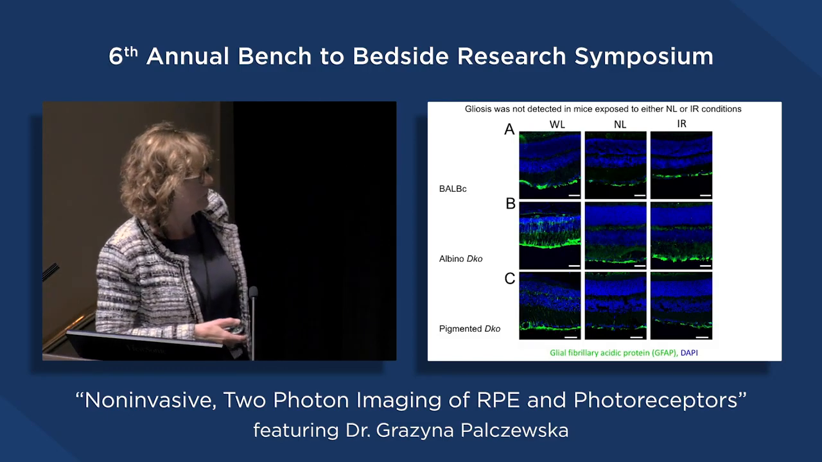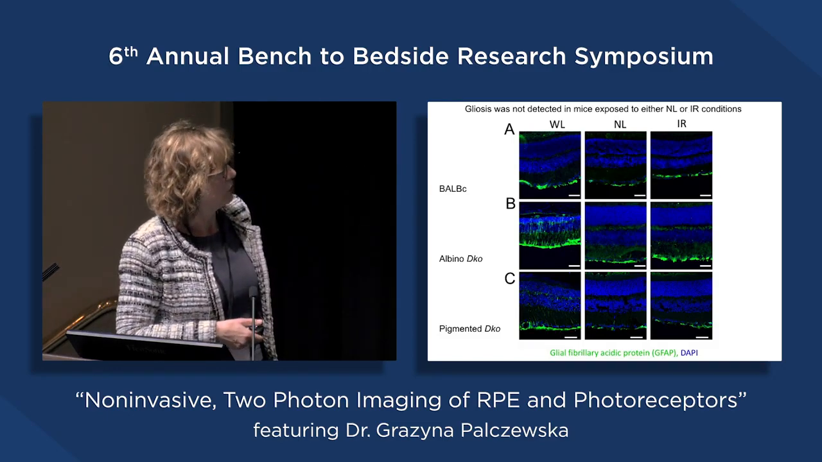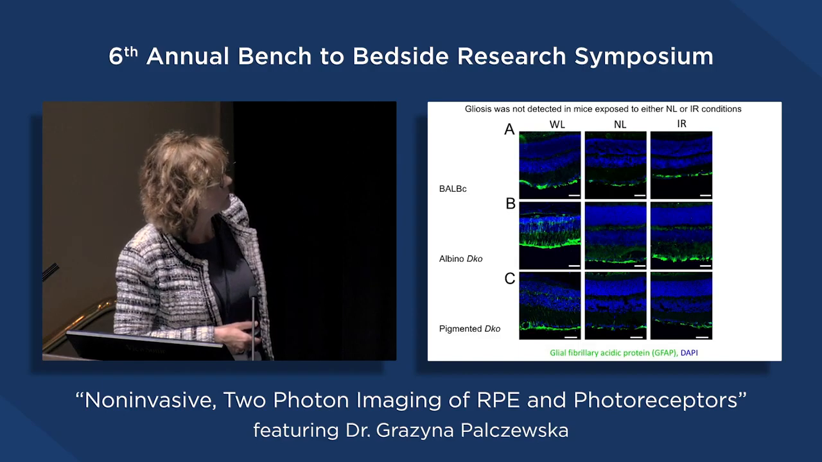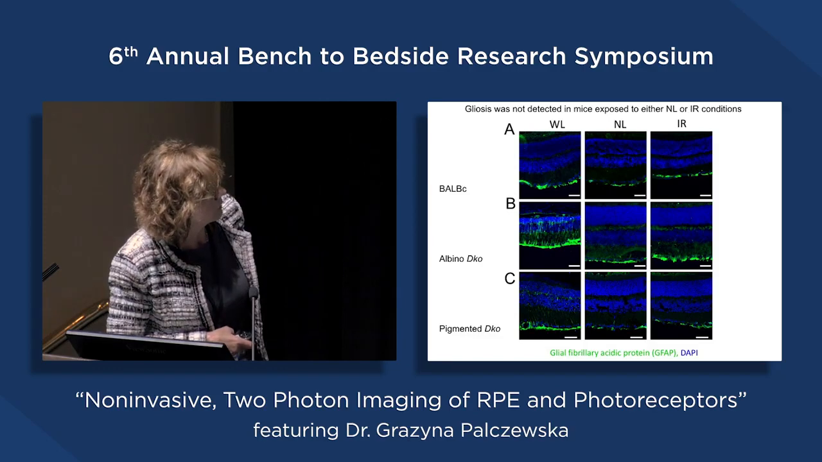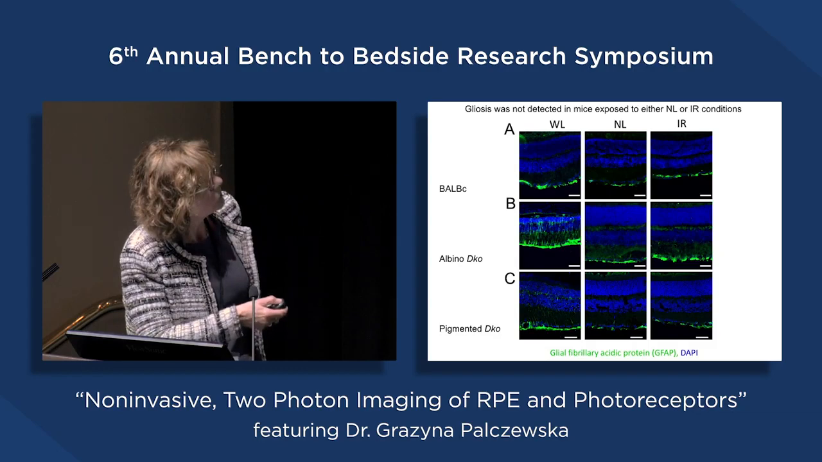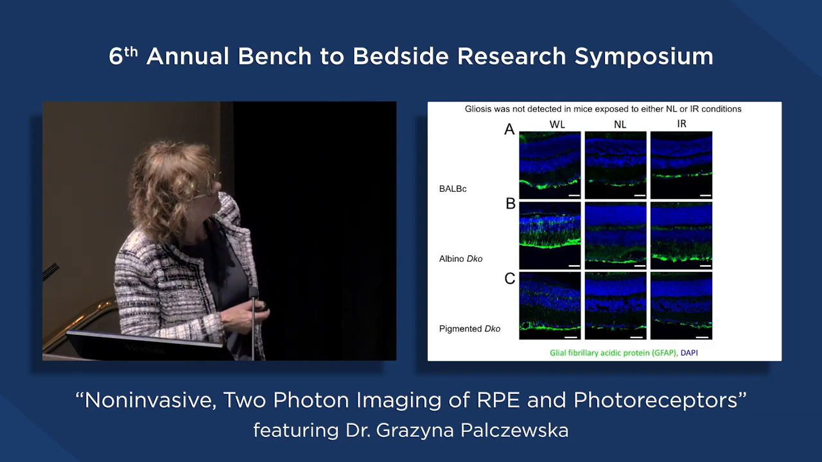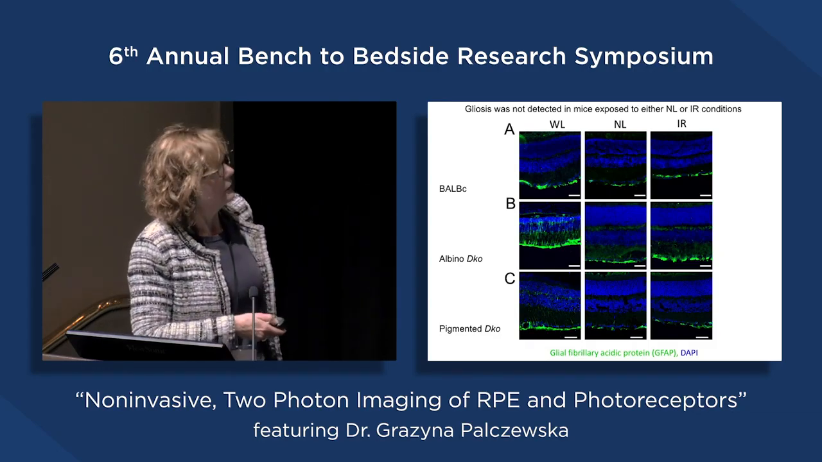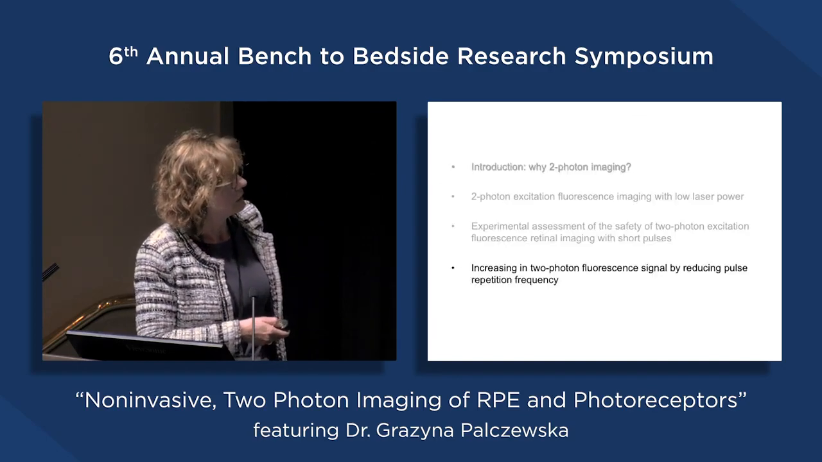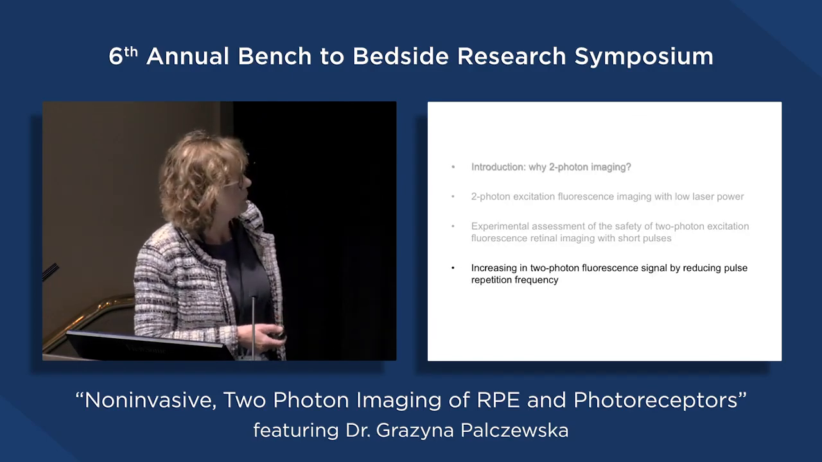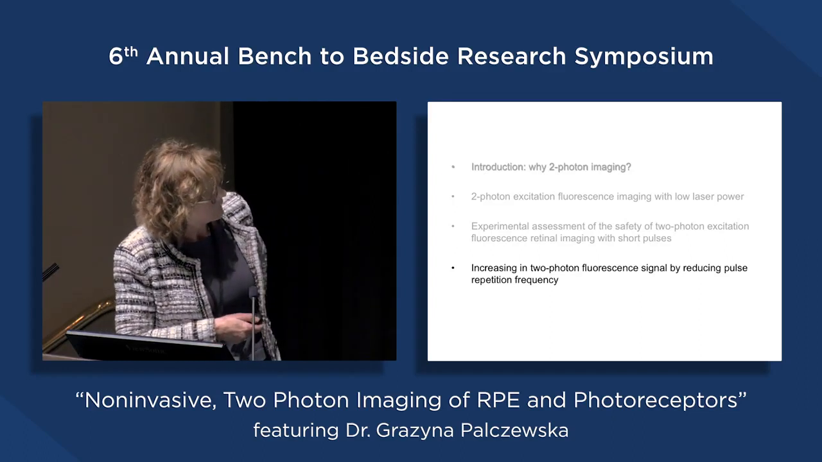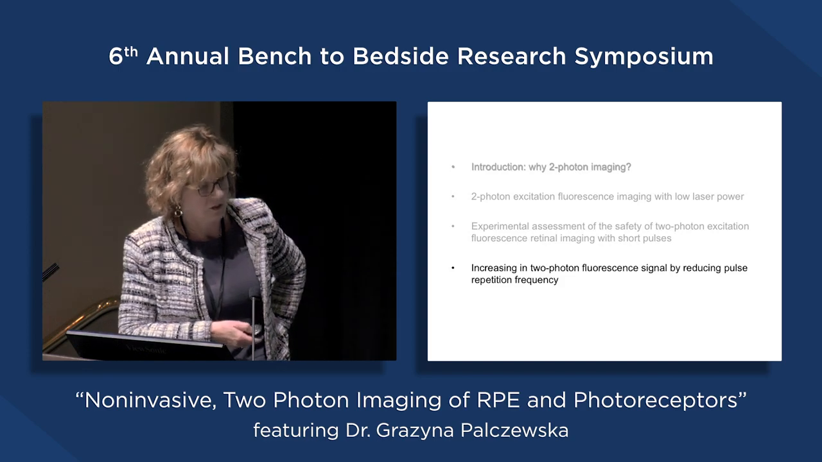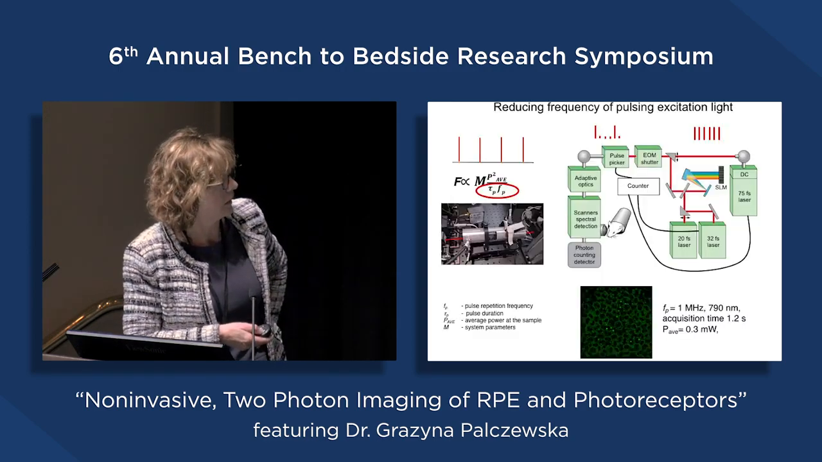And here we use glial fibrillary acidic protein to look at the gliosis. And we saw prevalent gliosis in the albino double knockout mice after exposure to white light. However, no gliosis again was detected in either no light or mice that were exposed to infrared light. Thus, we confirmed that increasing the 2-photon fluorescence signal by reducing pulse duration does not introduce any damage to the retina.